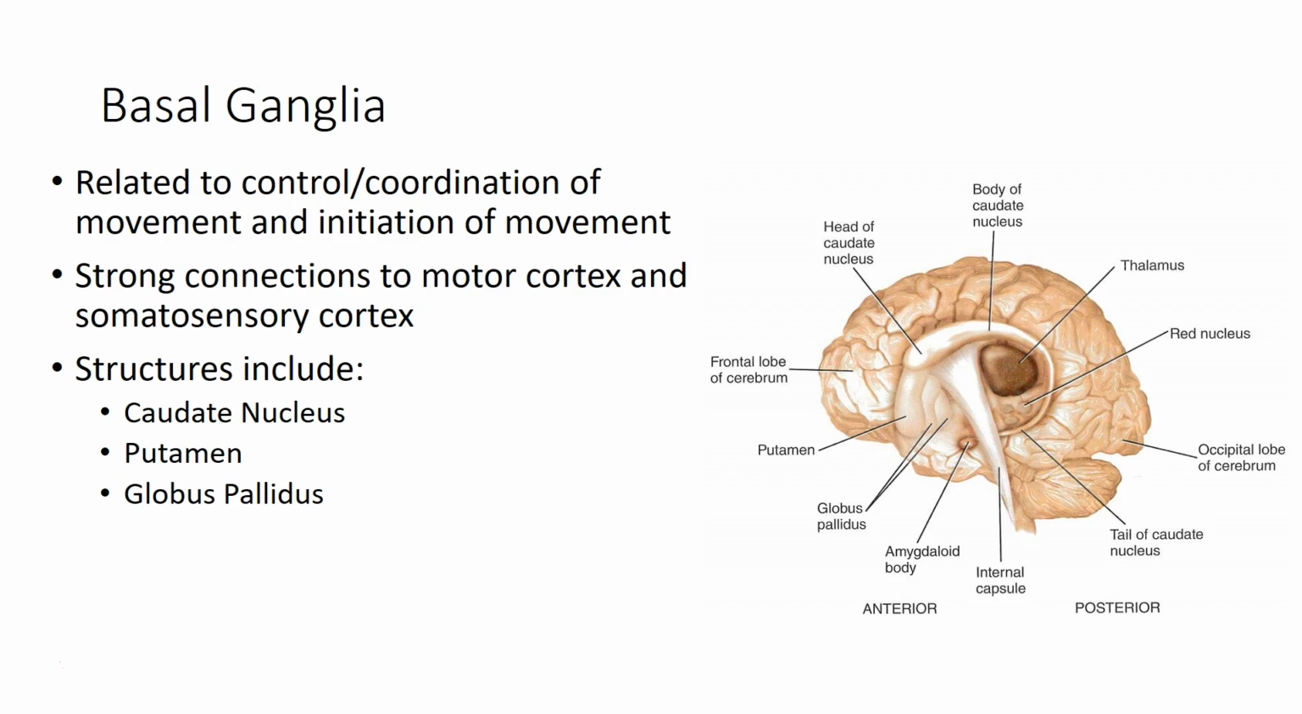Substructures inside the basal ganglia include the caudate nucleus, which is the tail part of the basal ganglia, and the putamen and globus pallidus, which are more the head part of the basal ganglia.